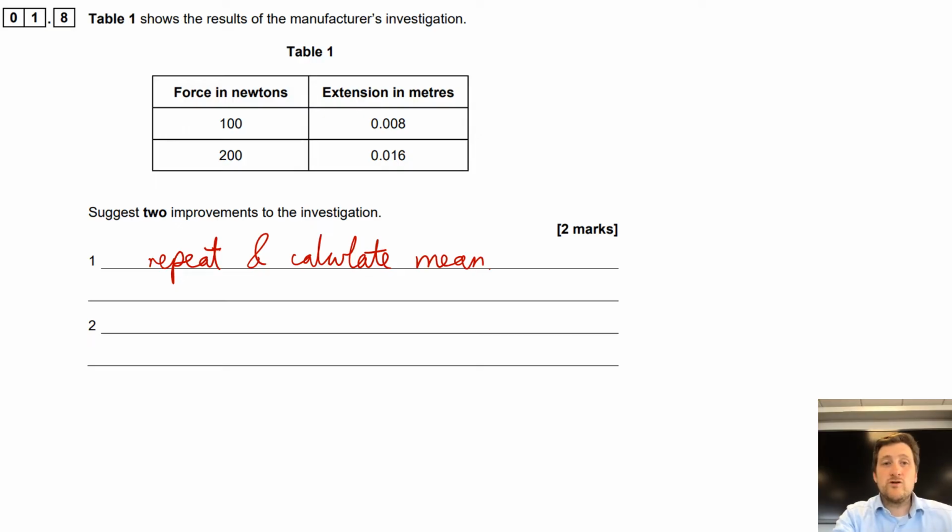What else can you do? Well, this table is quite small. The results table is quite small. We've only got 2 different forces used. So what we could do, which would definitely help our results, is use a greater range of forces. We're only using 2 forces. If we used 4 more, or even 2 more, that would be an improvement to our method.